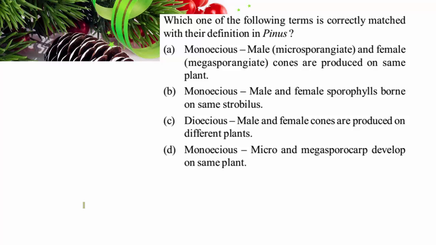In case of gymnosperms, the spore producing structures are arranged in the form of groups of sporophylls representing cones, and here in Pinus the condition is that the plant is monoecious. Here the male microsporangiate and female megasporangiate cones are produced on the same plant, and the condition is called monoecious.